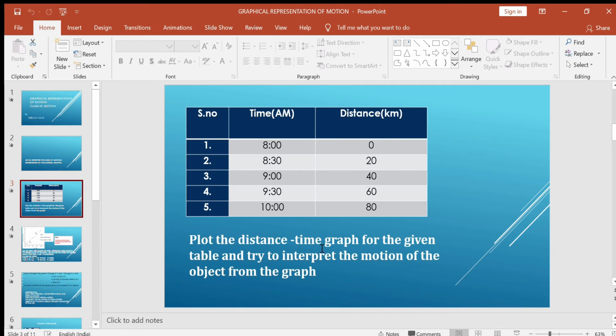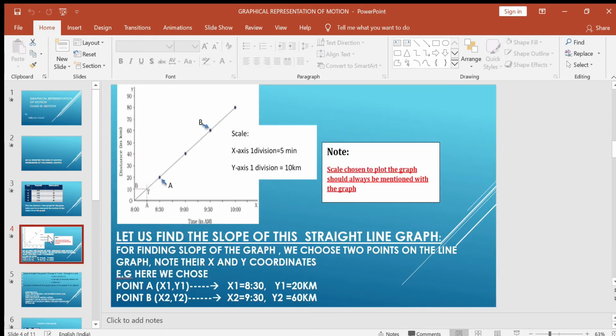Let's plot the distance time graph for this kind of motion. Although we know equal distance and equal time means it should be a uniform motion, how does it look on the graph? Let's try to find out. We plot the graph, at 8:30 it's 20 and so on. These blue points show the points of the table, right?